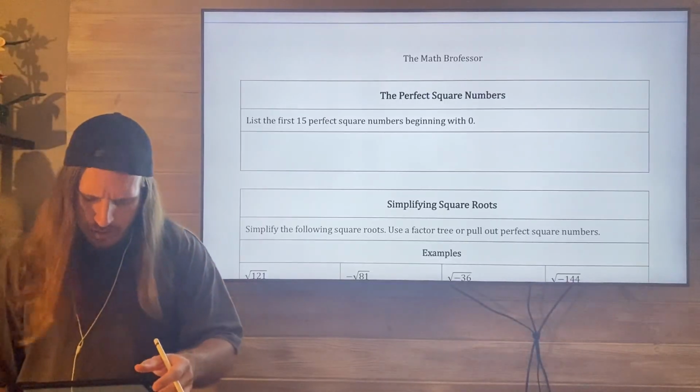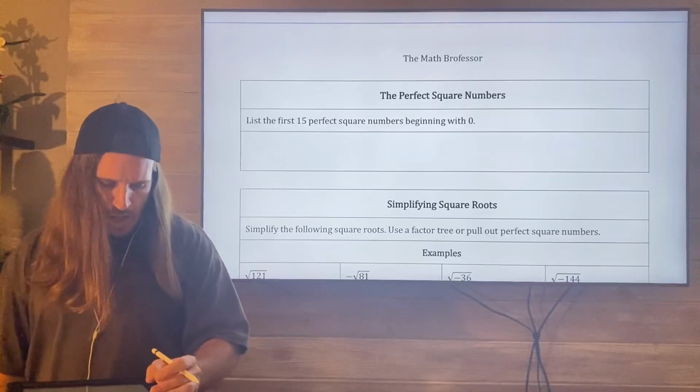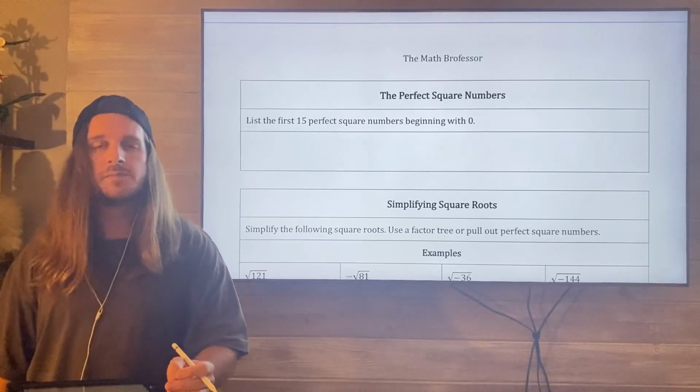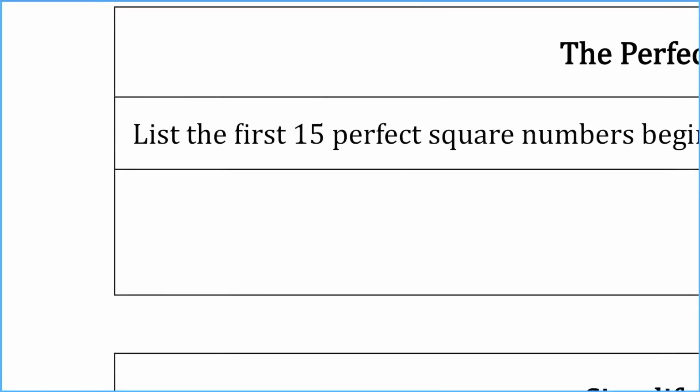Now, they're still related, but let's talk about the perfect square numbers. We've mentioned these. These have been brought up. List the first 15 perfect square numbers beginning with 0. So what do I mean by this? I mean, okay, I want 0 squared. I want 1 squared, 2 squared, 3 squared, 4 squared, and I want that all the way up to 15 squared. Now, if you're feeling ambitious here, pause the video and write those out. I'm going to write them out right now.